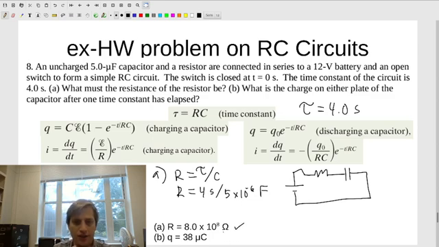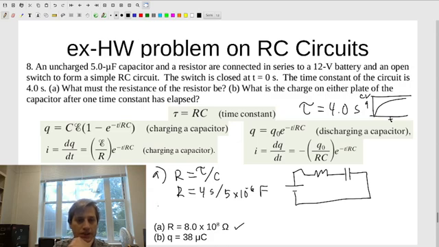Now part B asks, what is the charge on either plate of the capacitor after one time constant has elapsed? Well, after a million time constants elapse, you would expect there to be 5 times 12, or 60 microcoulombs. So farads times volts is coulombs. Eventually, here's your time, here's your Q, you're eventually going to get up to your C times V.